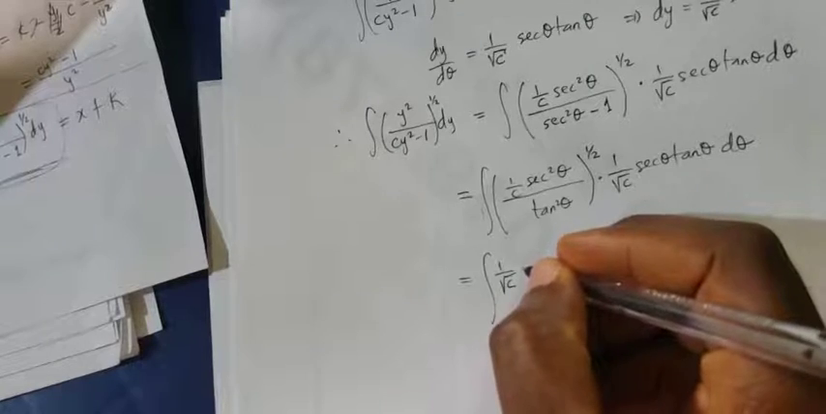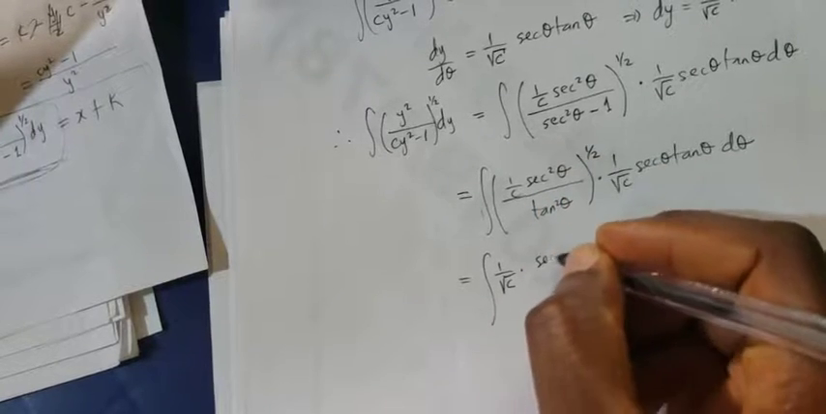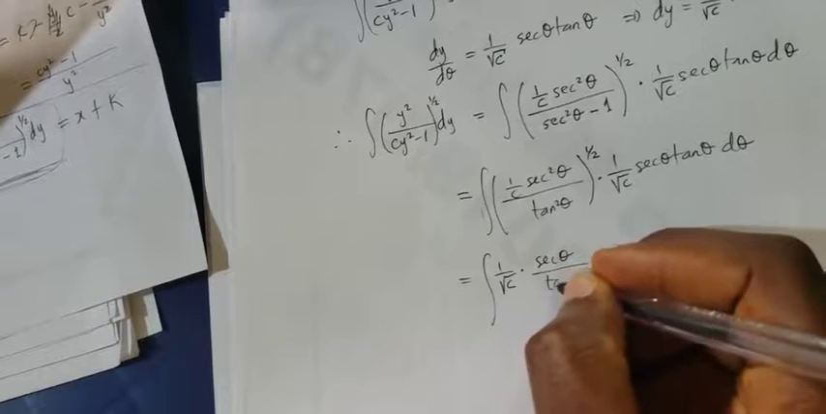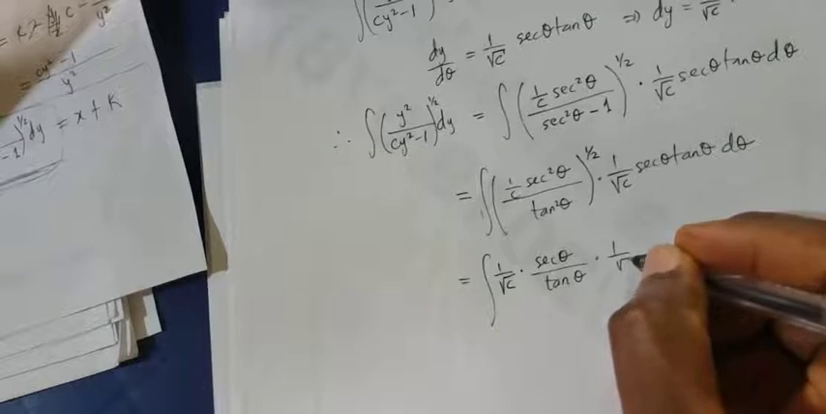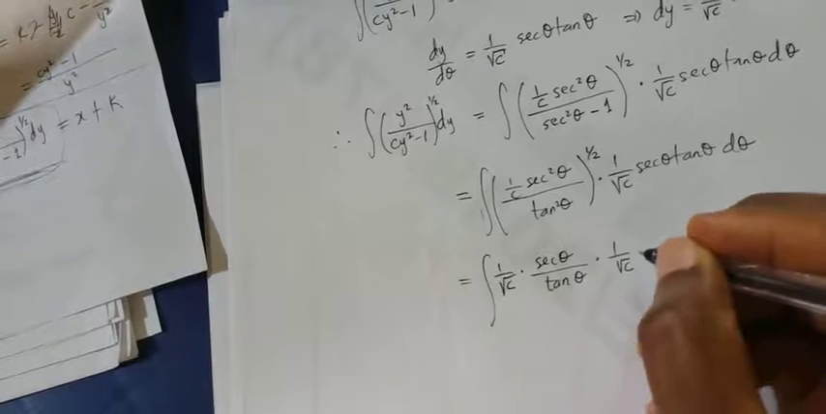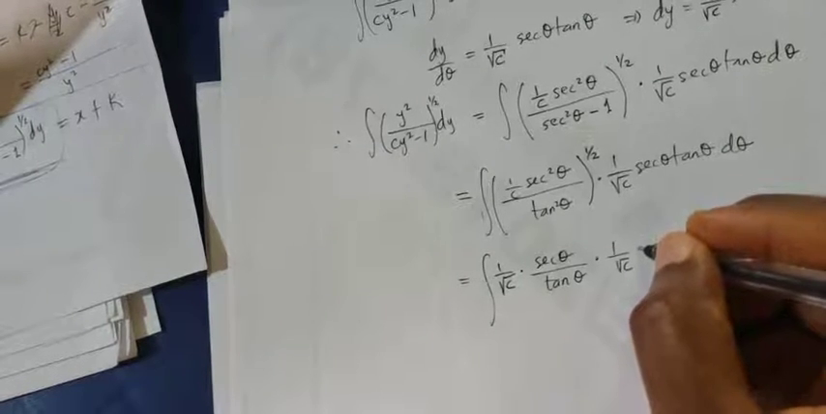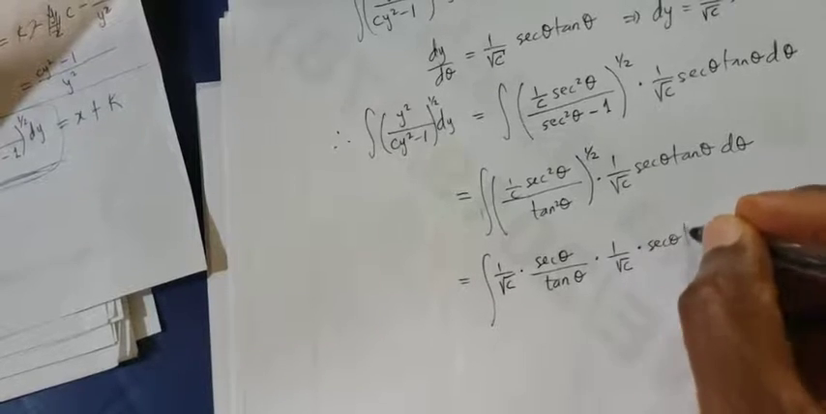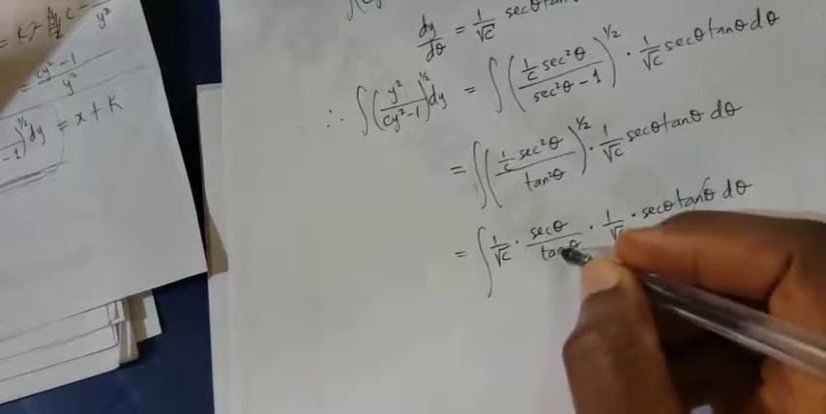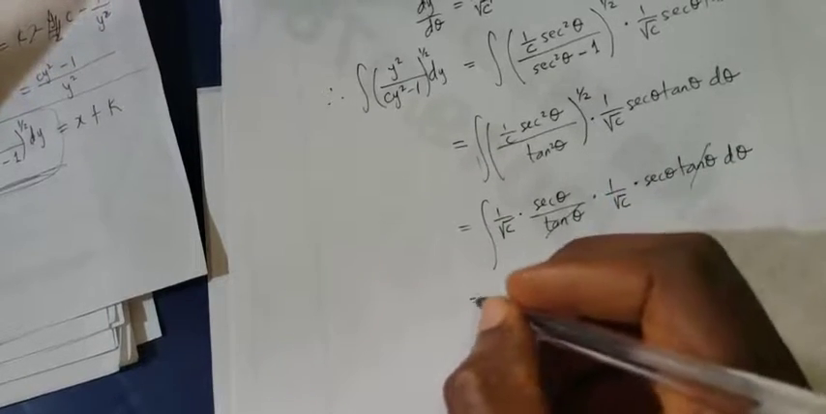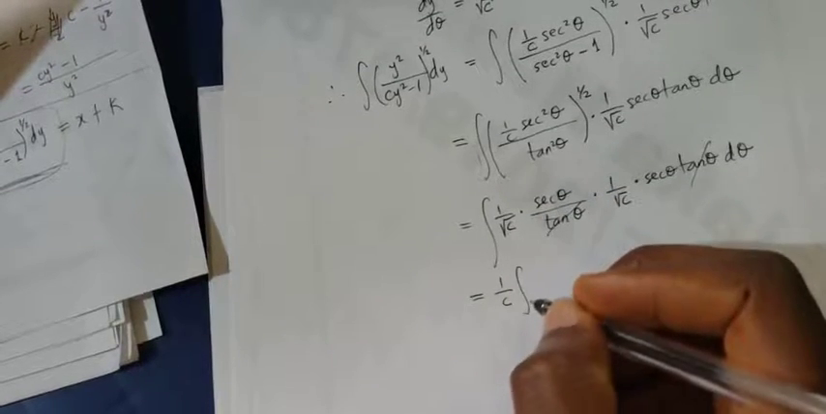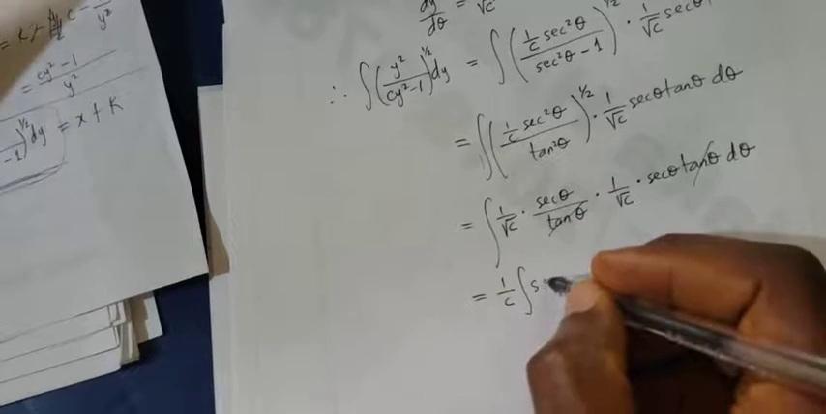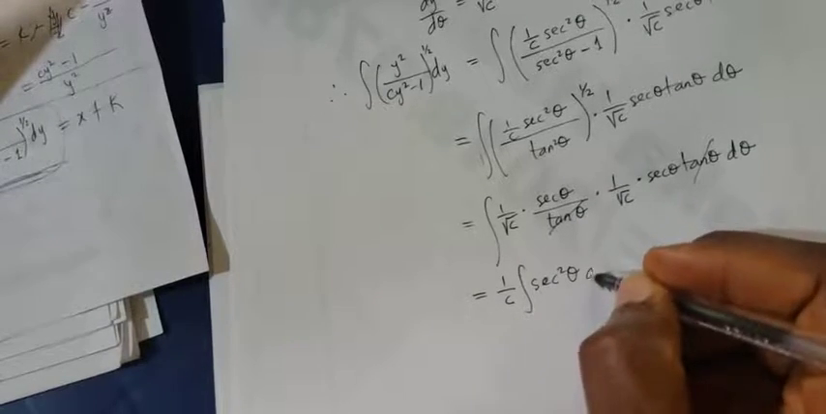Then I'm going to have it multiplied by the square root of sec squared theta, that's sec theta, and the square root of tan squared theta, that's tan theta. Then multiply by 1 over root c, then sec theta, again tan theta, then d theta. So tan theta cancels tan theta. I'm going to have 1 over root c times 1 over root c, that's 1 over c. Then I have the integral of sec theta times sec theta, that's sec squared theta d theta.